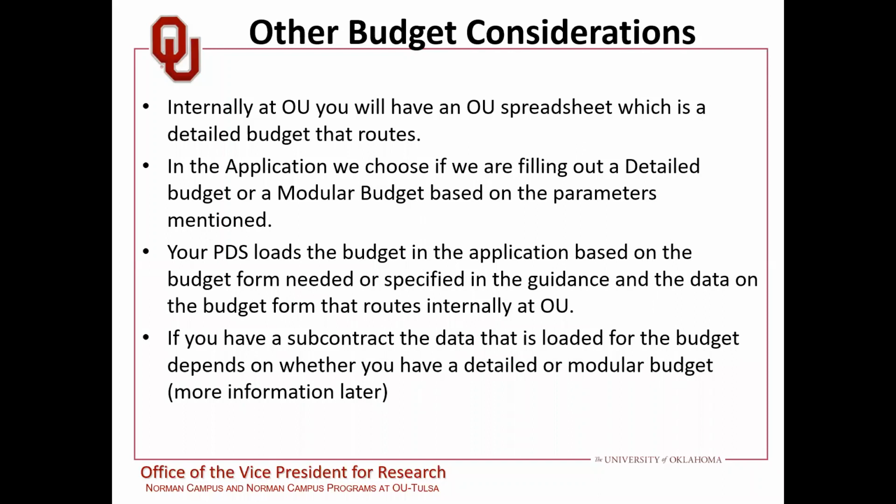Internally at OU, we have a spreadsheet that is used on all proposals. Whether you're doing a modular or a detailed budget, you'll use the OU budget form. Your PDS will take the internal form and fill out the budget forms for NIH. They can also help you if you're not sure whether it's modular or detailed. You can come in and sit down with them and make a draft budget, so you get an idea of where you're going to fall.